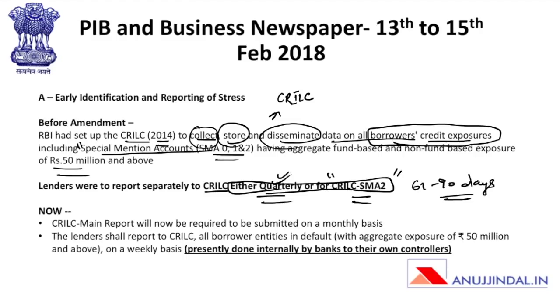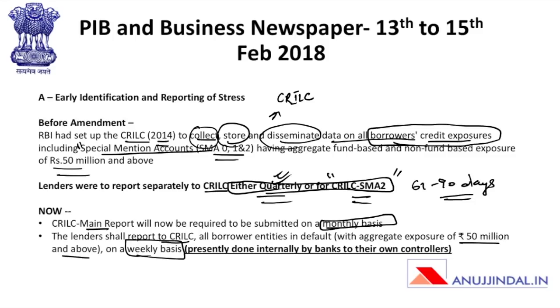But now it has been changed. And what is the change? The CRILC main report, that is the quarterly report, will now be required to be submitted on a monthly basis. So this is the amendment that RBI has made. Secondly, the lenders shall report to CRILC all borrower entities in default with aggregate exposure of 50 million and above on a weekly basis. Presently this is done internally by banks on to their own controllers.